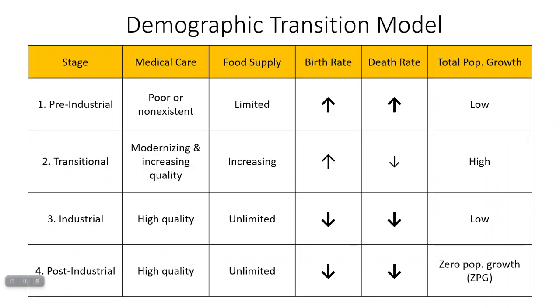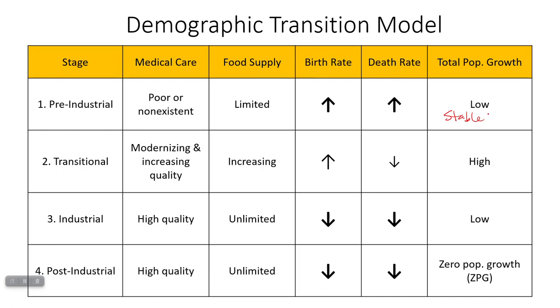So this is a general graphic that just shows you an overarching view of what happens during each of these stages. During the pre-industrial stage, you have a high birth rate, but since you also have a high death rate, you don't have a very high population growth rate. Population tends to stay stable.